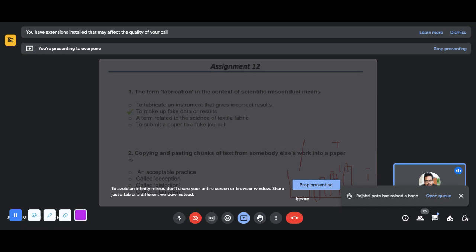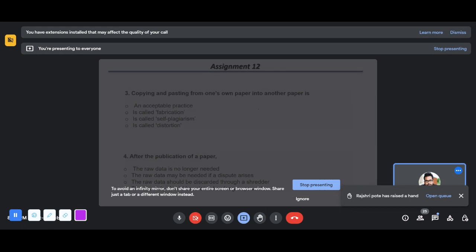Now, the second problem is copying and pasting chunks of text from somebody else's work into your paper, an unacceptable practice called deception, called plagiarism. We've just read that. Next one is copying and pasting from one's own paper.